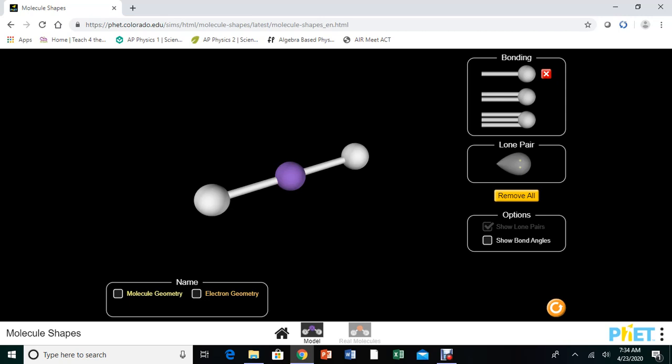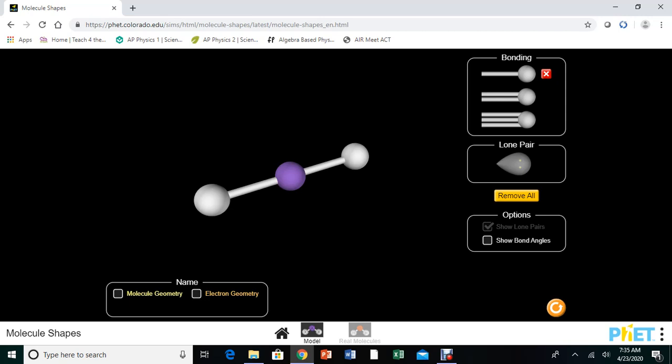And what that means is that the valence electron pairs are going to try to get as far away from each other as possible. They are like charges, so they are going to repel each other. And so when you put valence electron pairs around each other, they are going to get as far away from each other as possible, and that is going to affect your molecular geometry.